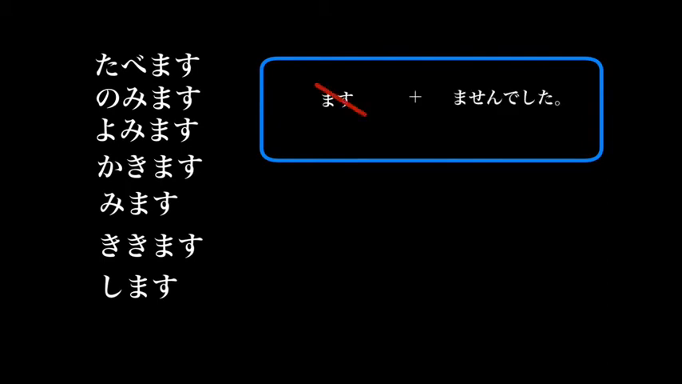Now we're going to look at the verbs in the past negative to say I did not. This is used a lot in arguments. When you're accused of something and you say, I did not. For example, we'll use the verbs we're used to, 食べます, 飲みます, 読みます, 書きます, 見ます, 聞きます, and します. This time we're going to remove the mas and add ませんでした. ません being the negative section, and we're adding でした, which gives us the past tense.